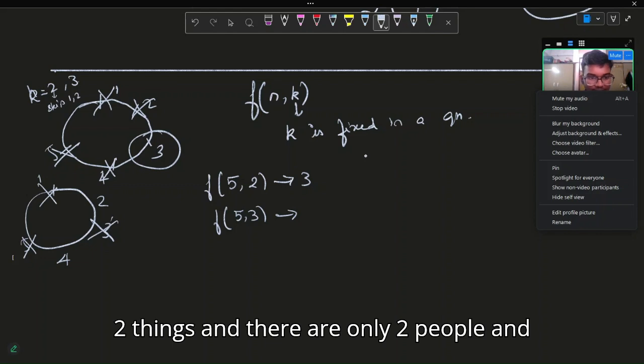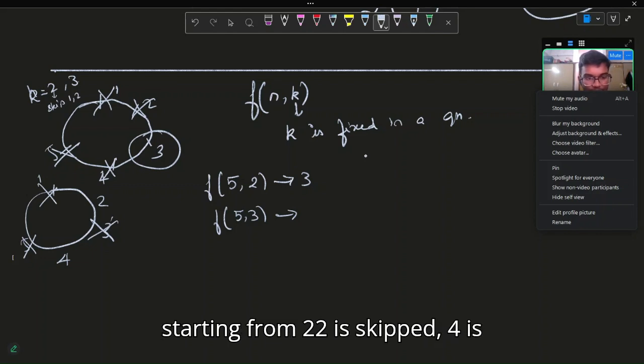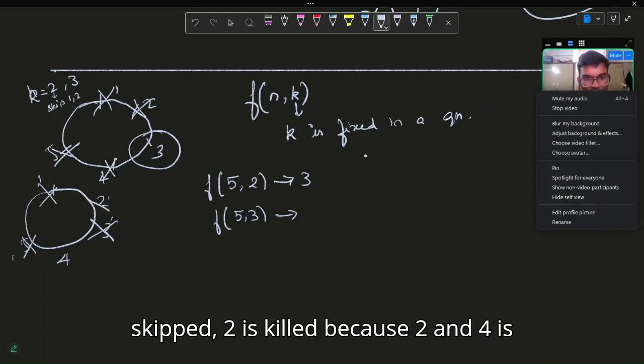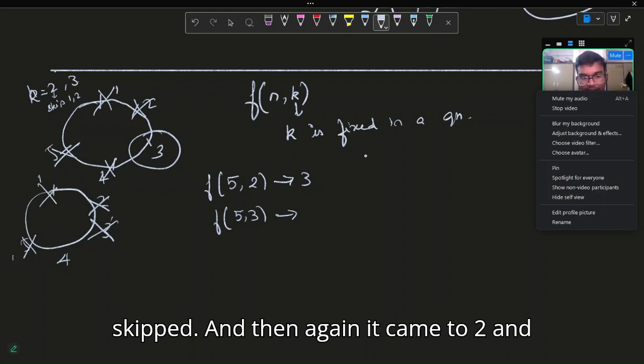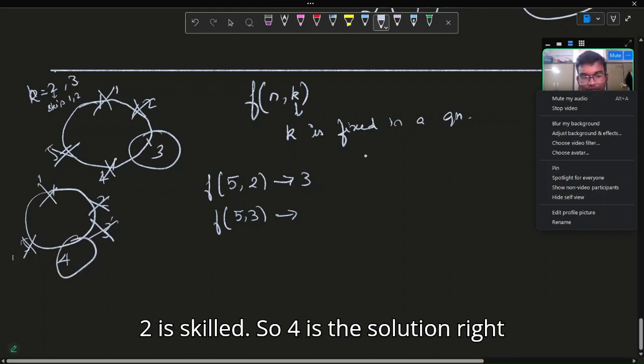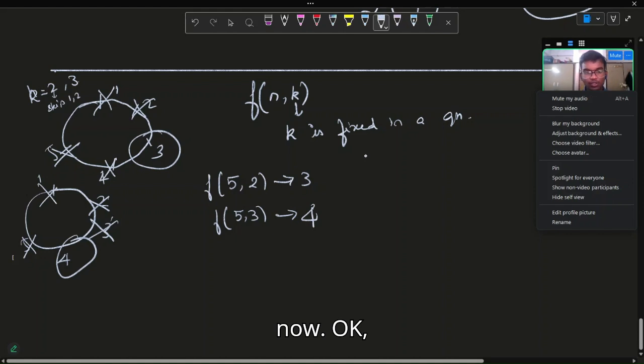We want to skip two things and there are only two people and starting from two. Two is skipped, four is skipped, two is killed. Because two and four is skipped and then again it came to two and two is skipped. So four is the solution right now. Okay.